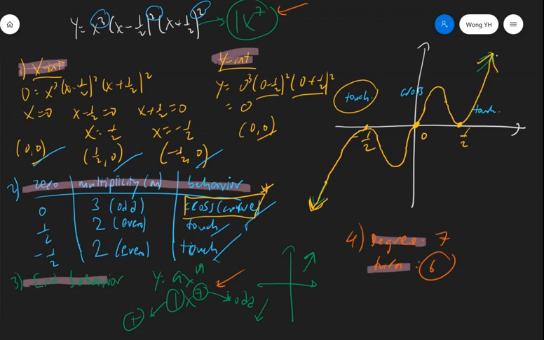To find the number of turns that we can have, here you can see that you have 6 turns. Let's do the counting: number 1, number 2, number 3, number 4, number 5, and number 6. So you have a maximum of 6 turns, which is in agreement with the degree we have. All right, thank you.